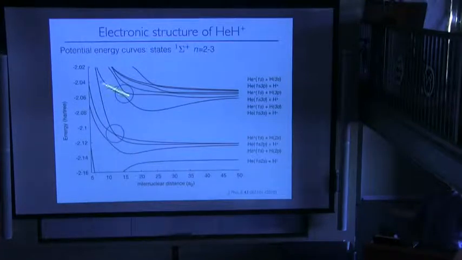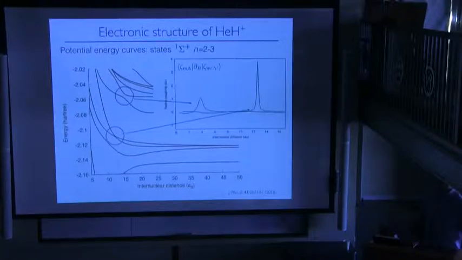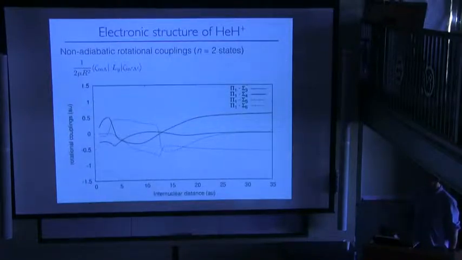Okay, so you know that when you have those avoided crossings, you will have radial couplings. This is how the charge transfer occurs. And you also calculate the rotational couplings. This just shows an example. It's not very interesting in this case.